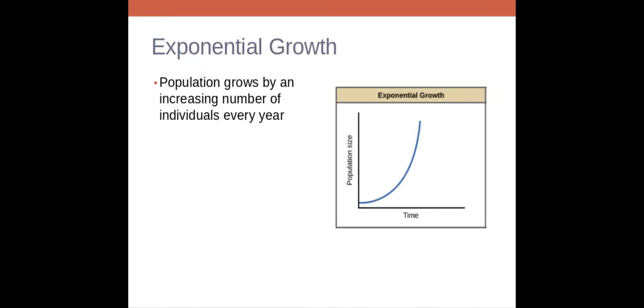For the first type, exponential growth, the population grows by an increasing number of individuals every year. Here's our graph. We have population size on the y-axis and time on the x-axis. Over time, the population size increases compared to the year before, and so it's just going up very, very quickly. You might have heard of exponential growth in your math class. It's the same thing that we're going to see here.